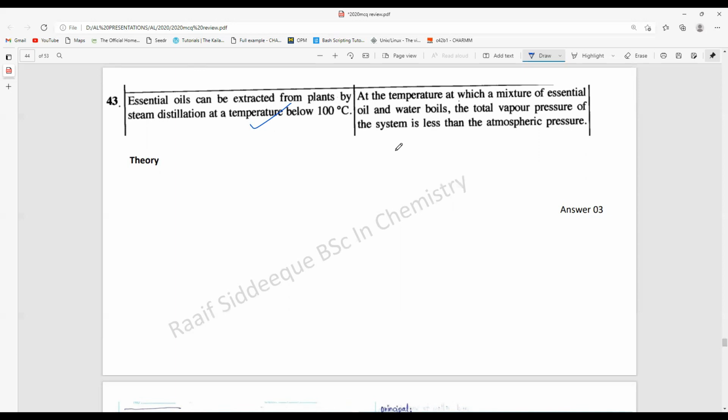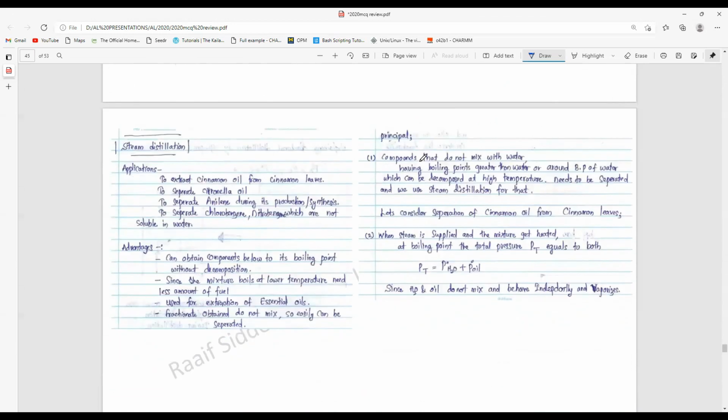Okay. At the temperature at which a mixture of essential oil and water boils, the total vapor pressure of the system is not less than, it is higher than the atmospheric pressure. That is our theory. So this is wrong, right? I wanted to explain the theory also a little bit because you might not have learned this one. So just a brief explanation from my note.